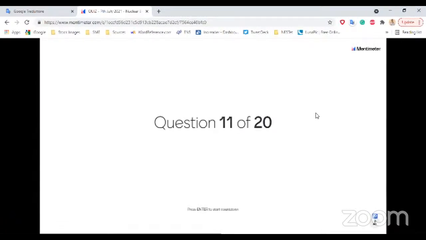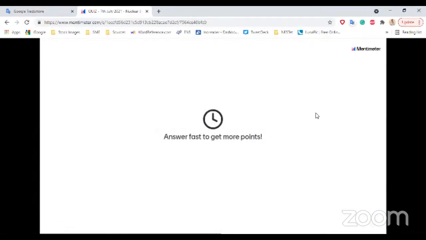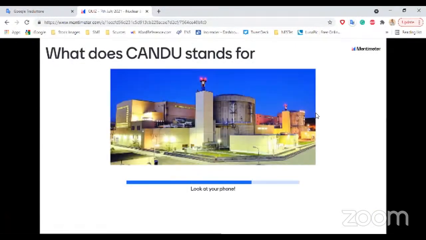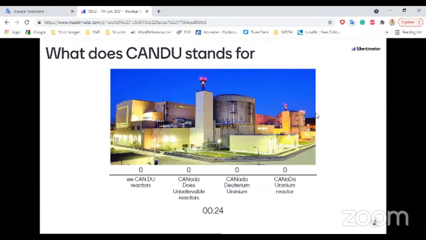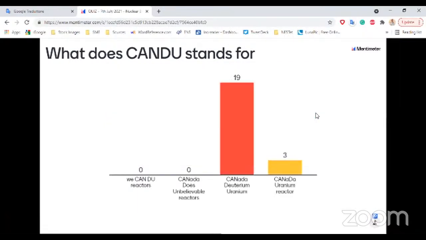Question number 11. What does CANDU stand for? With CANDU reactors, Canada does unbelievable reactors, Canada deuterium uranium, and Canada uranium reactor. Okay, everyone has already voted it. So yes, it's Canada deuterium uranium, the correct answer. CANDU stands for. Let's move to the next one.